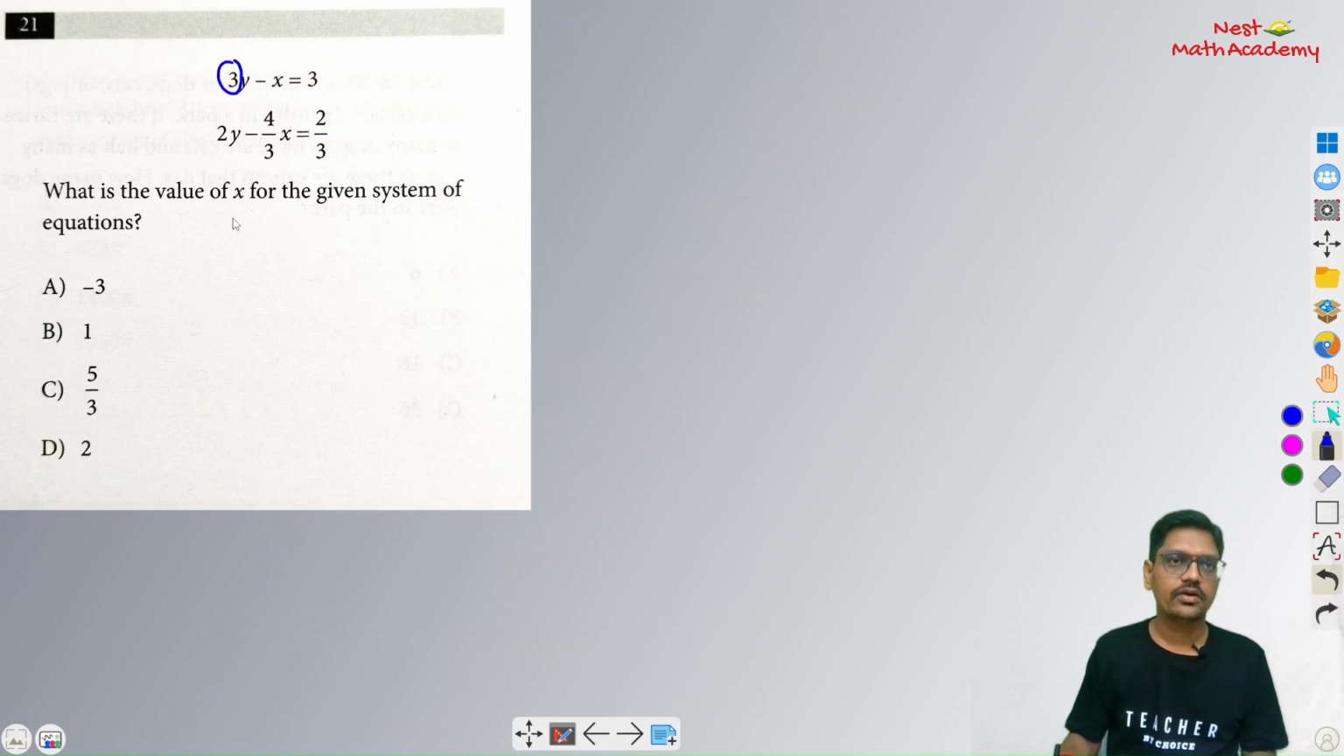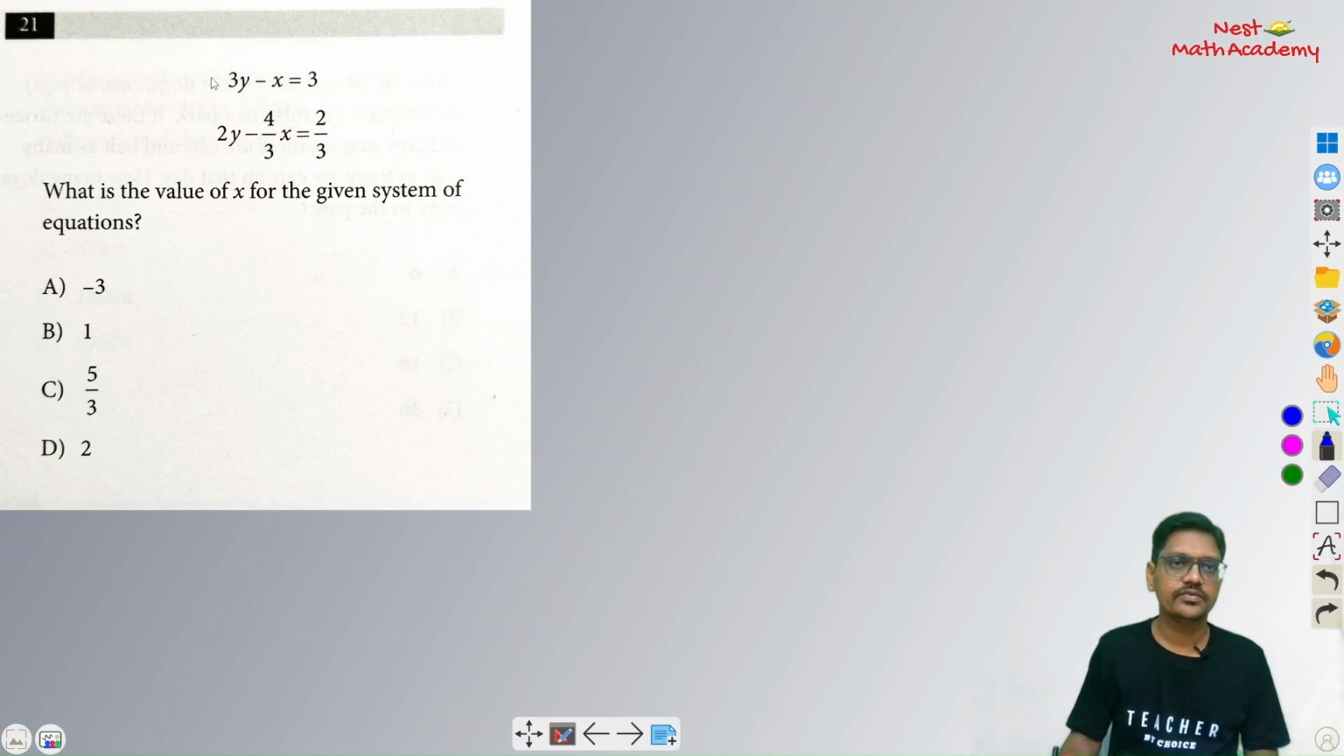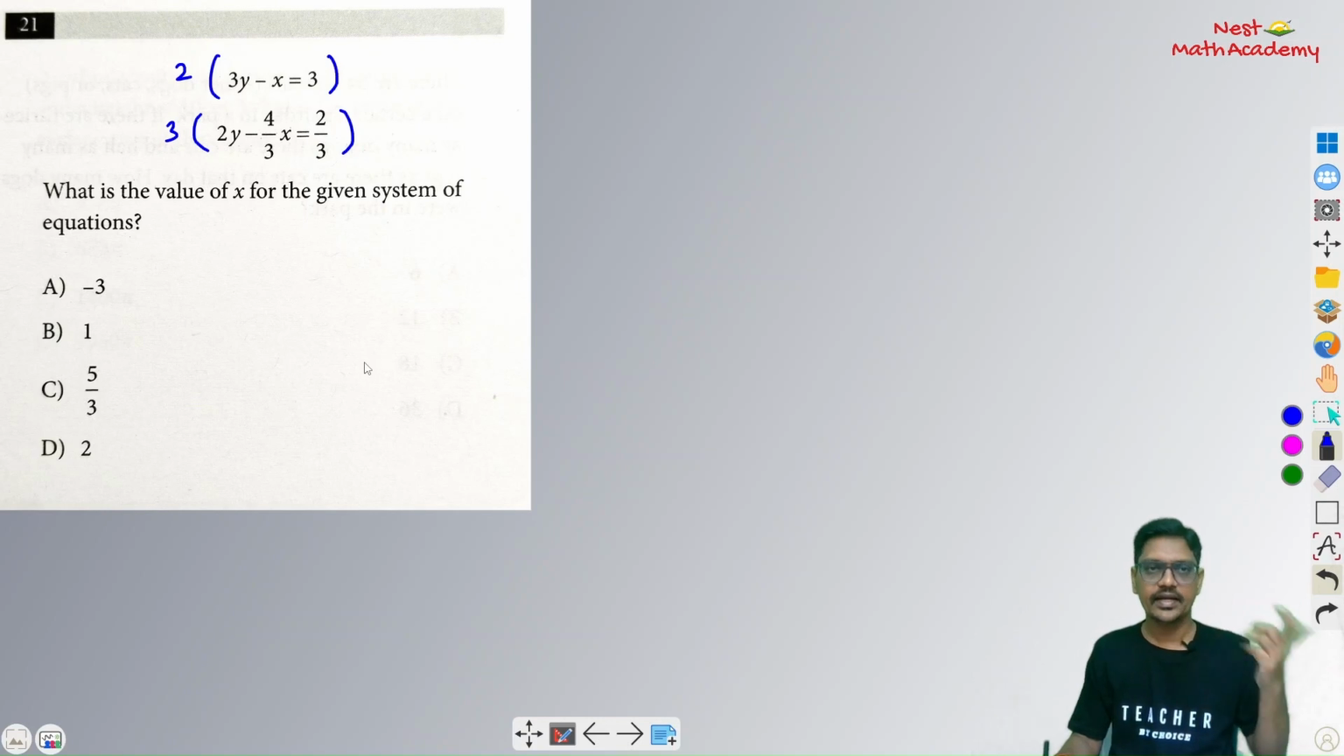So y coefficient is 3 here and y coefficient is 2 here. So I would like to go for the elimination method. If I want to eliminate y, I need to make the coefficient of y the same. So I need to multiply this equation with 2, and this equation with 3. That will make 6y, 6y. Then I subtract them. I can get rid of y and get x. That is the logic. So let's multiply that.